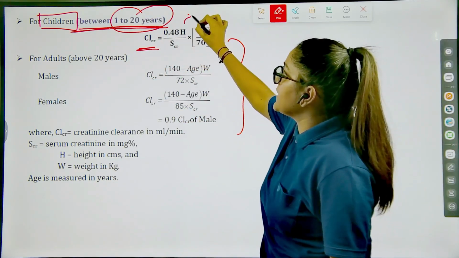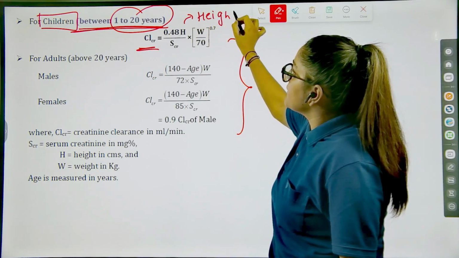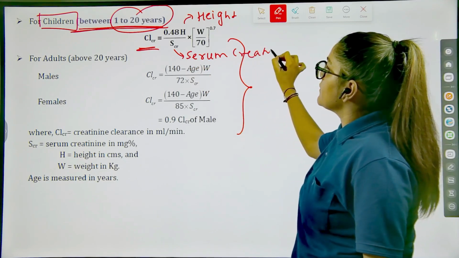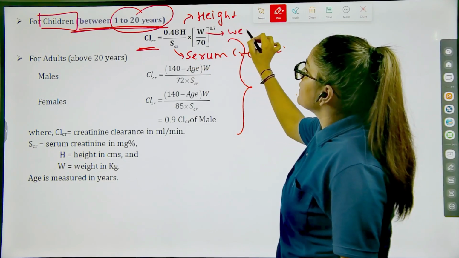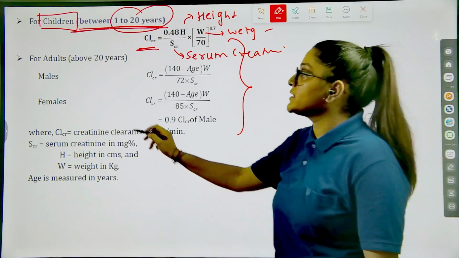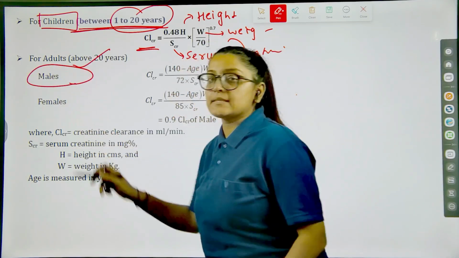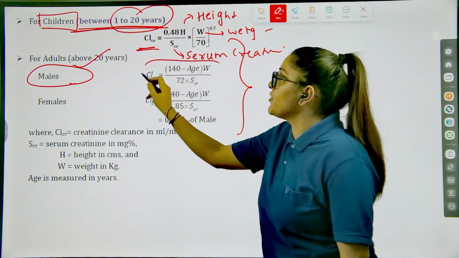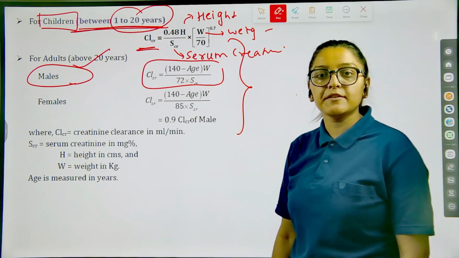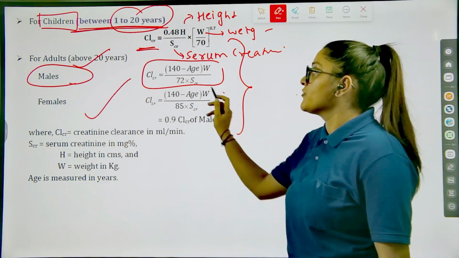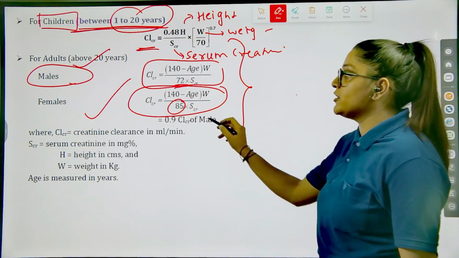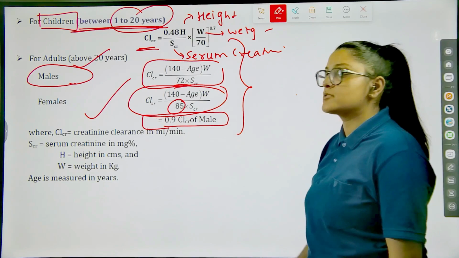For children between 1 to 20 years of age, creatinine clearance is 0.48 into height upon serum creatinine value, into weight upon 70, the whole raised to the power 0.7. For adults, mainly males above 20 years of age, it is (140 minus age) into weight upon 72 into serum creatinine value. Similarly for females, instead of 72 we put 85, so the value comes out to be 0.9 of the clearance of the male.